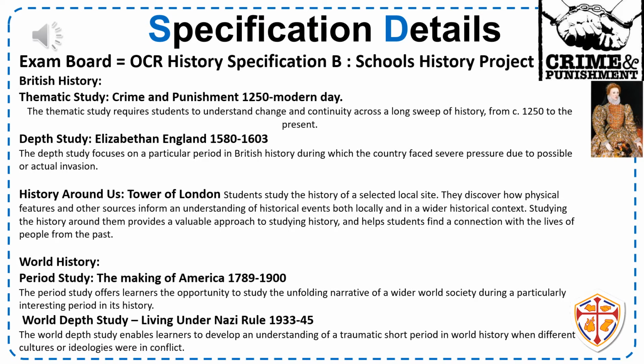In the thematic side, the British side of the course, we look at crime and punishment throughout time, and then we look at Elizabethan England from 1580 to 1603, so the latter part of her reign. In the world history, we look at the making of America and living under Nazi rule, primarily looking at what life was like for people in Nazi Germany, but also in Unit 5, examining what it was like for those in Europe and around as well that were conquered by the Nazis. So really interesting variety of topics and something for everyone, really.